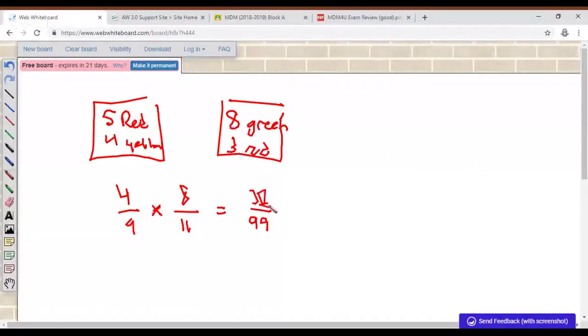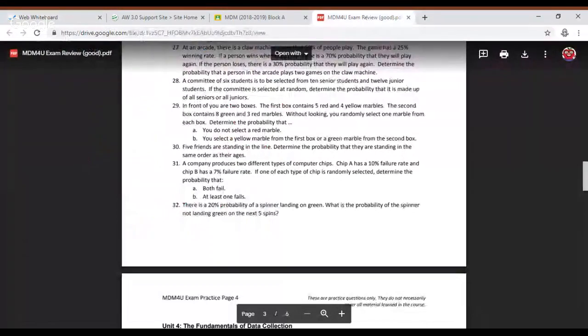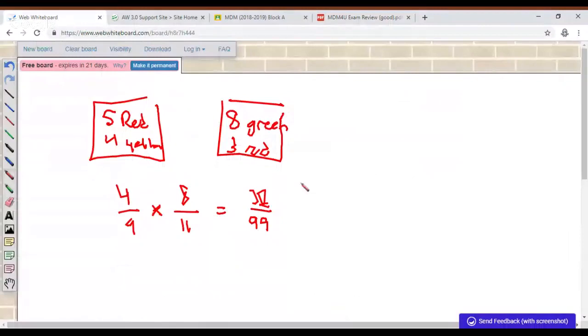And then the second part, it says you get a yellow from the first or a green from the second. So here are all the scenarios that satisfy part B.